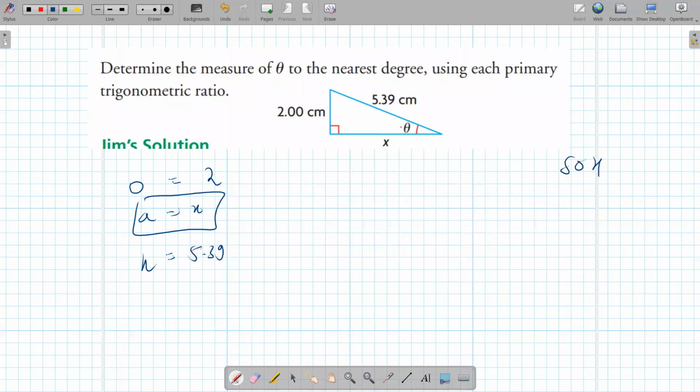Now, which one uses opposite and the hypotenuse? Sine, cosine, or tan? Sine. Yeah, exactly. So we are going to use the sine ratio, okay? So let's set this up. Sine of, again, we don't know what the angle is, right? And this is the Greek letter theta, okay?